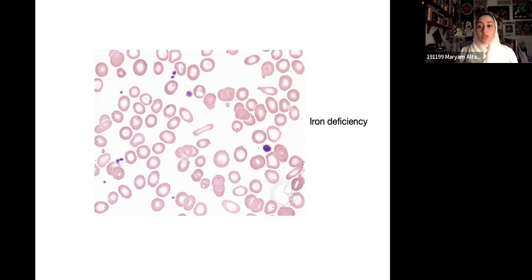And it makes sense because thalassemia is a genetic defect. So all of the cells are going to have the same problem. It's not going to be an unequal distribution of hemoglobin.